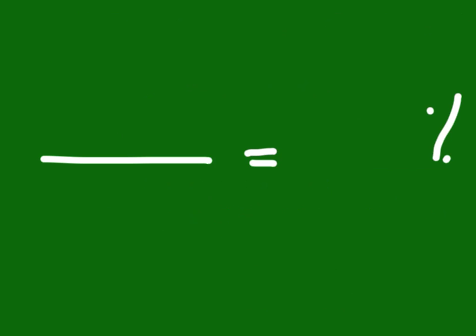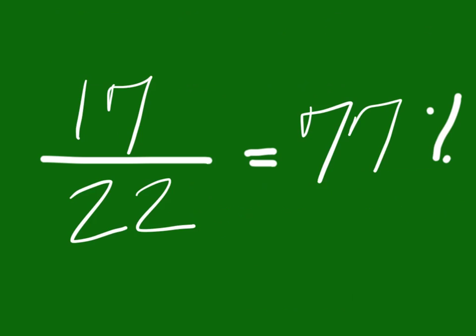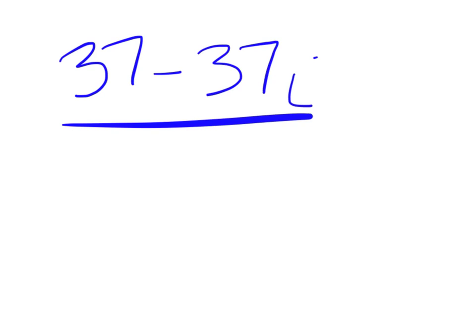Page 1, come on up. We had 17 out of 22, which is 77%. Final answer on that one long homework problem was 37 minus 37i over 34.